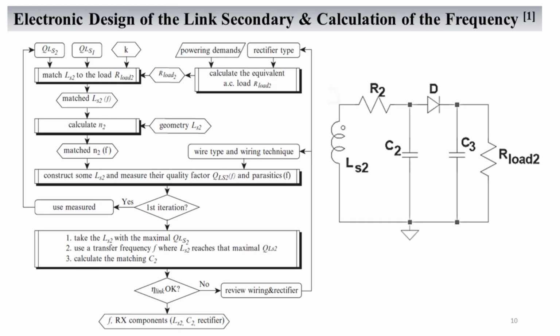This flowchart details the secondary circuit design. We start from the load's power demand to calculate an equivalent AC resistance. We then select a secondary coil, LS2, and a matching capacitor, C2, to resonate at the operating frequency, maximizing power transfer efficiency. The quality factor Q of the coil is measured and used in an iterative process to finalize the component values that achieve the target link efficiency.